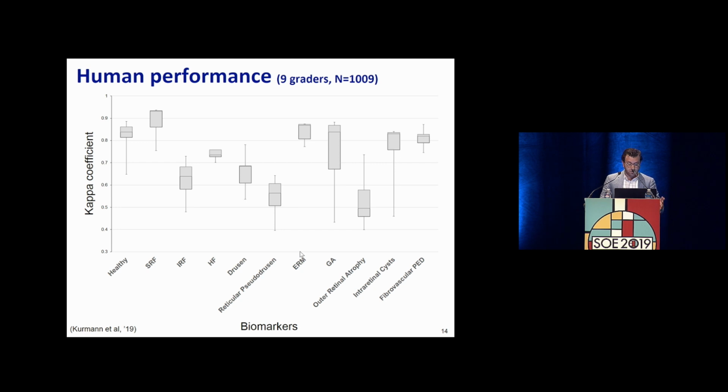But some of the other ones are slightly more complicated. The variance is much higher, so outer retinal atrophy and reticular pseudodrusen in particular. And the variance is also much, much higher. Okay? So here, human performance, even trained and so-called experts, is complicated. That's the first takeaway.